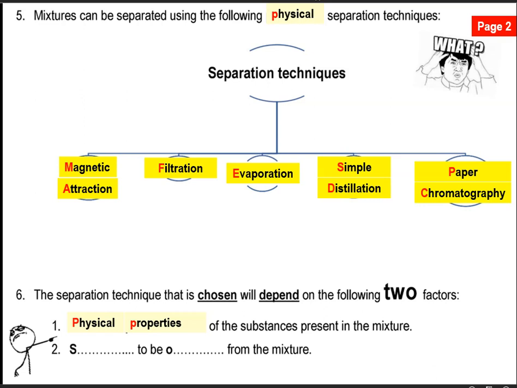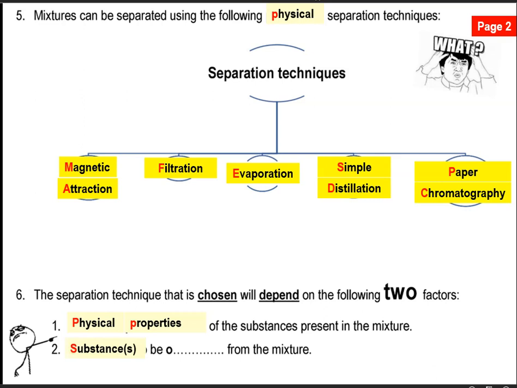Now, if you talk about your physical properties, because you know that there are many different substances that can be present inside the mixture, these substances are not chemically bonded. Okay, and depending on the type of physical properties, for example, their melting point, their boiling point, their solubility, these type of properties may definitely affect the type of technique that you will choose.